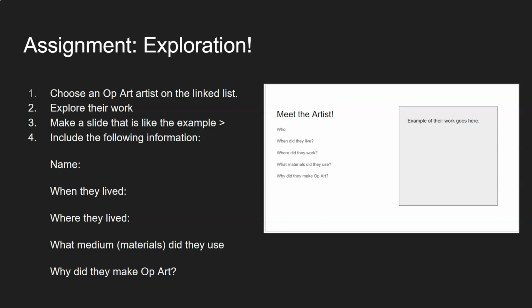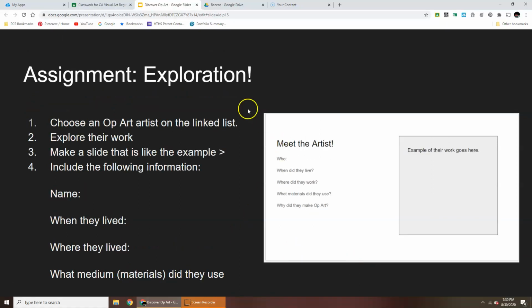pictures, because a lot of time it will say the media. For example, if it says something like oil, that means oil paint. Acrylic is acrylic paint. If it's a lithograph, that's a print. But just try to find out, and then read through and see if you can figure out why they made op art. Why were they attracted to making this? And then on the other side of your slide, an example of their work goes here. And you can just copy and paste that right in. Okay? This is how you work with Google Slides as far as that goes.